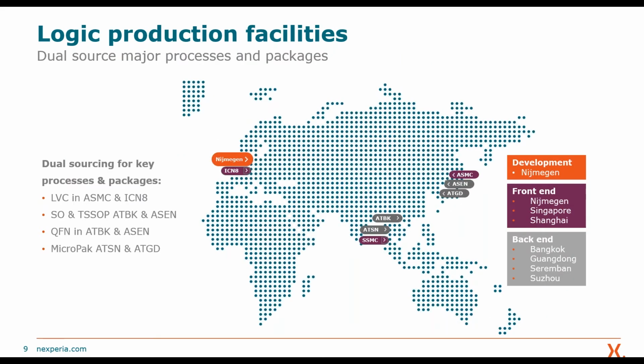One of the important points is that we focus on our dual sourcing strategy, especially for the facilities. For example, if you see here, we have different front-end locations like ASMC and ICN8, where we can diversify our risk. Similarly, for the back-end, we have locations in Bangkok and China, depending upon the different packages.